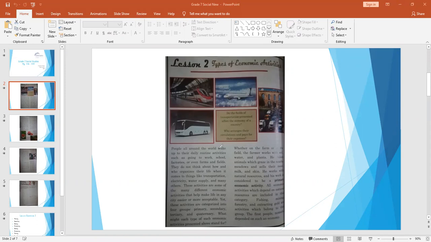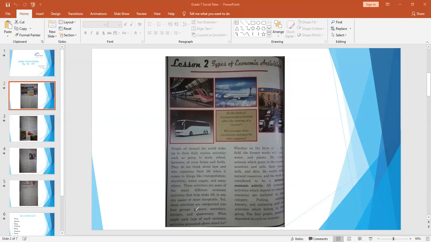People all around the world wake up to their daily routine activities such as going to work, school, factories, or even farms and fields. They do not think about how and who organizes their life when it comes to things like transportation, electricity, water supply, and many others. These activities are some of the many different economic activities that help make life in any city easier or more acceptable. Yet, these activities are categorized into 4 groups.